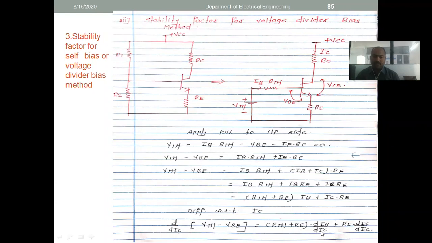So same thing, differentiate this equation with respect to IC. We know that this equation is VTH minus VB, which is equal to RTH plus RE into IB, plus IC into RE. This is the equation, right?